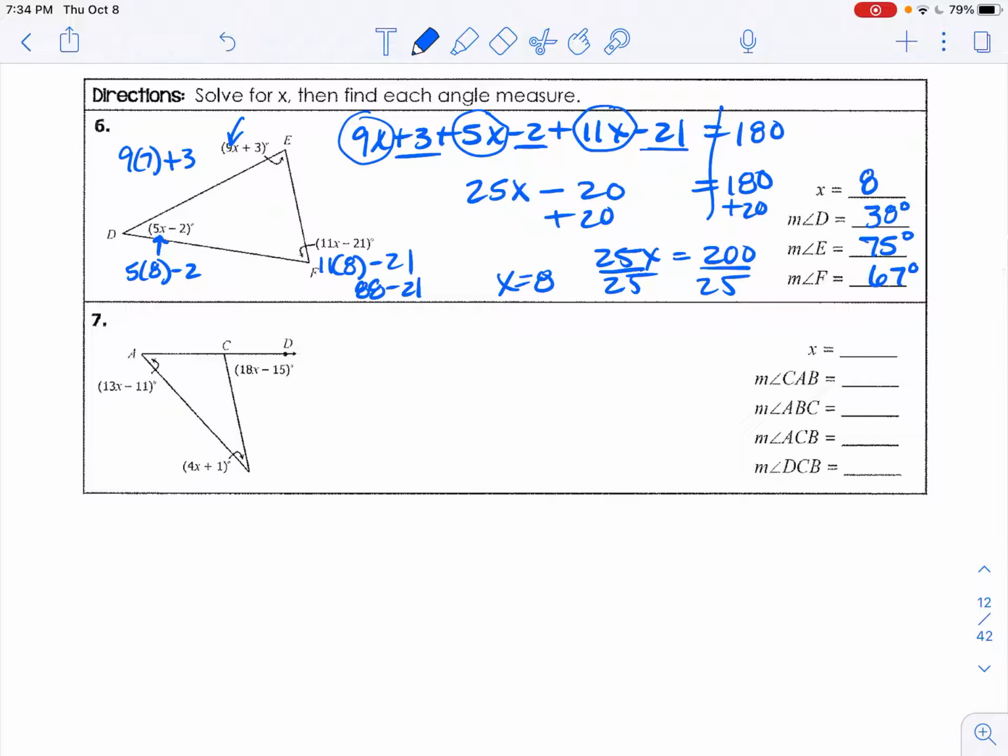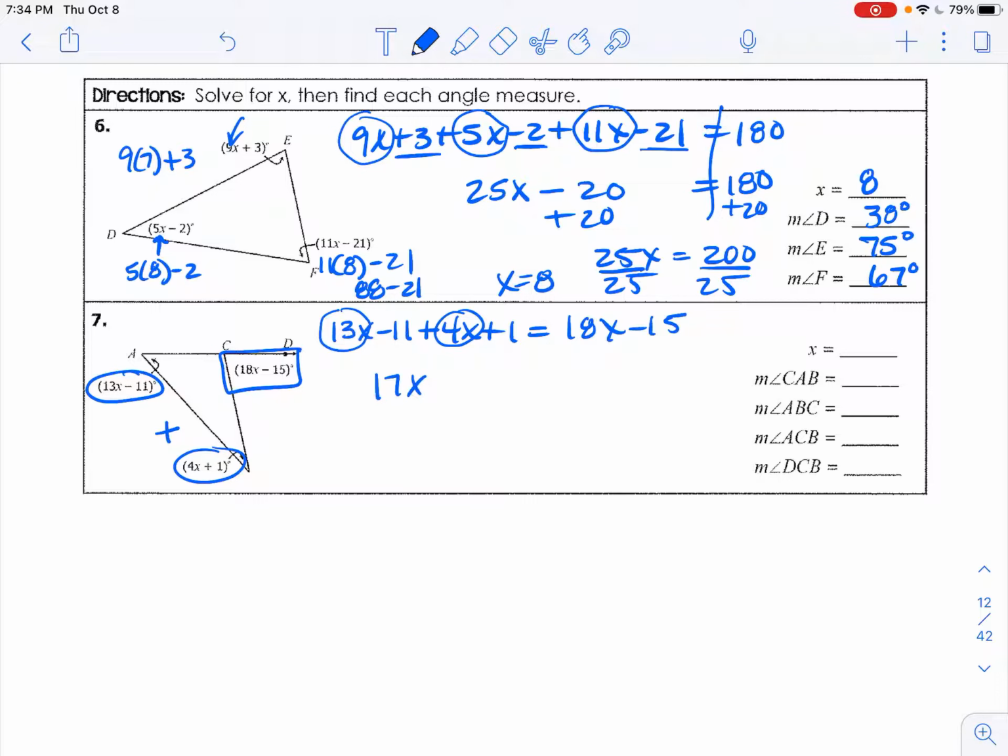In our last problem, this is the exterior angle theorem, which says that the sum of these two equals the exterior angle. So 13x minus 11 plus 4x plus 1 equal 18x minus 15. Let's combine like terms on the left. So that gives us 17x. Negative 11 plus 1 is negative 10. All right, I like to subtract the smaller of the two numbers so that I'm working with positive numbers. And if I add 15 on both sides, that's going to give me 5 is equal to x. So x is equal to 5.